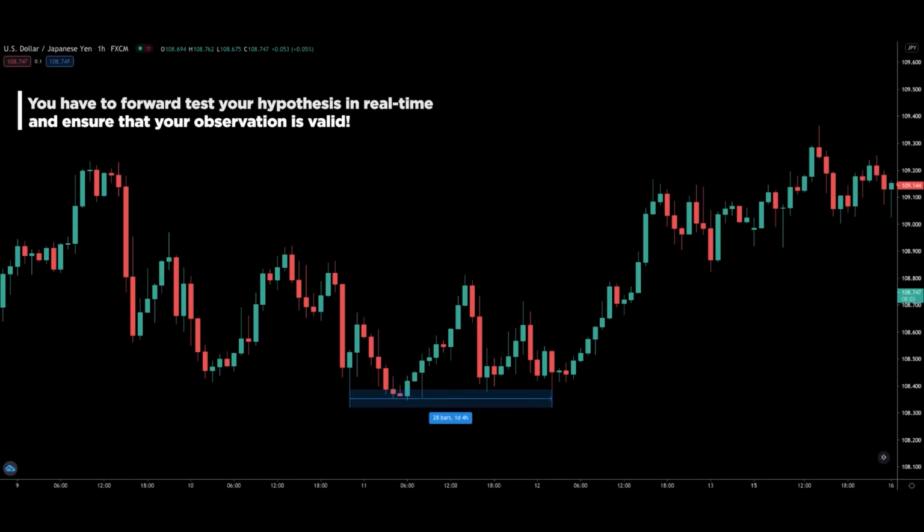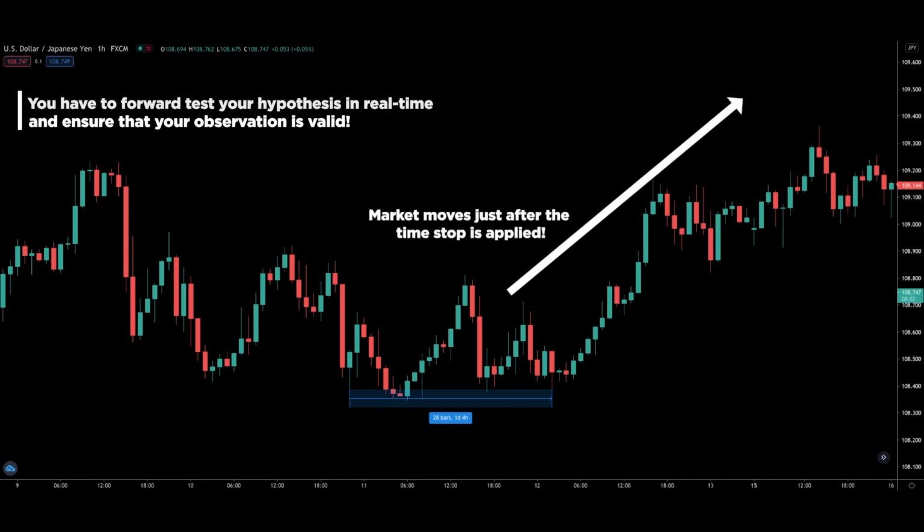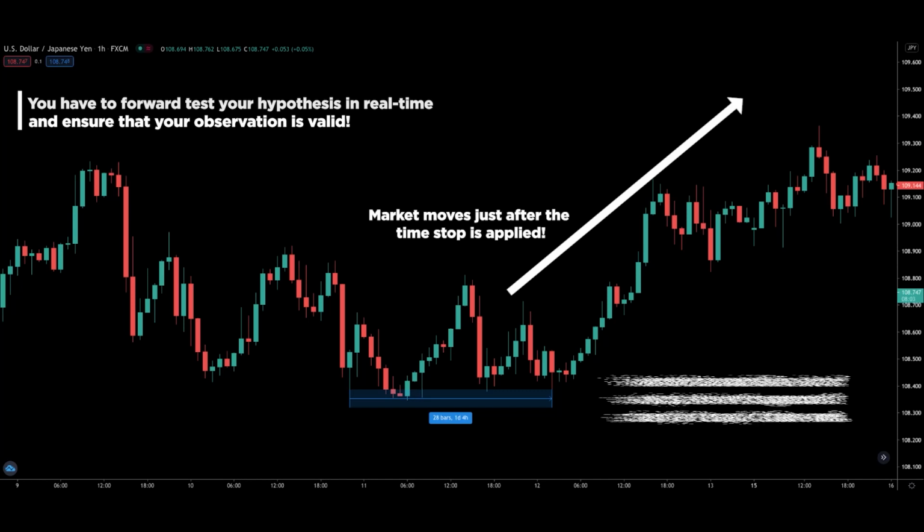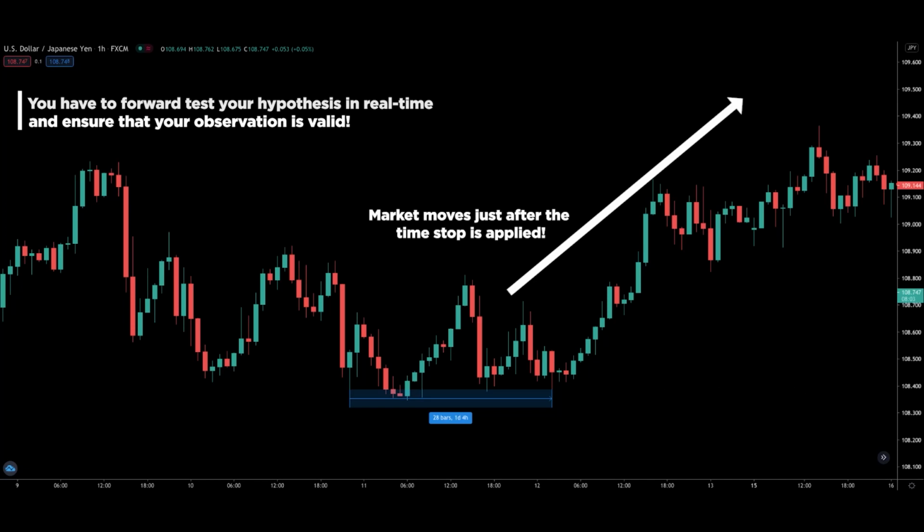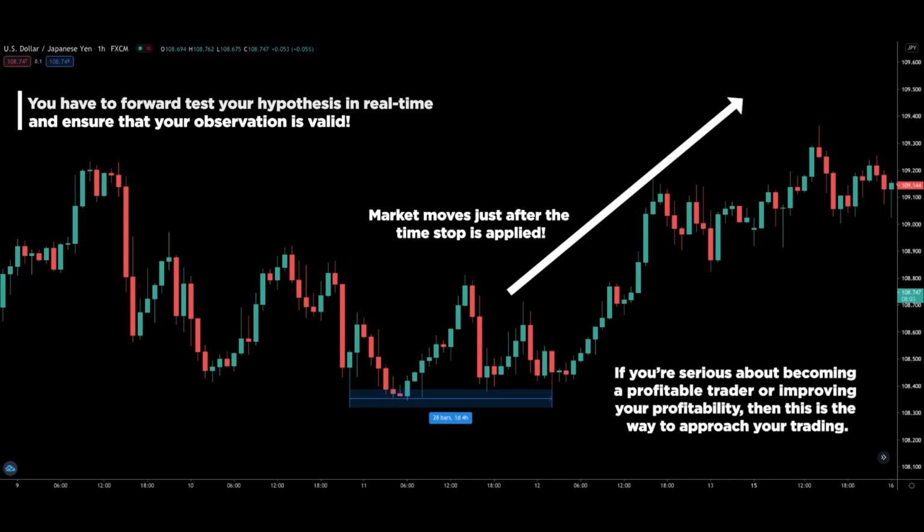Do not simply look at your trading statistics and start implementing a time stop without simulating how it will affect your bottom line. I know this sounds like a lot of work and I won't sugarcoat it and say it's easy. It takes work. All I can tell you is that it is worth it, and if you are serious about becoming a profitable trader or improving your profitability, then this is the way to approach your trading.